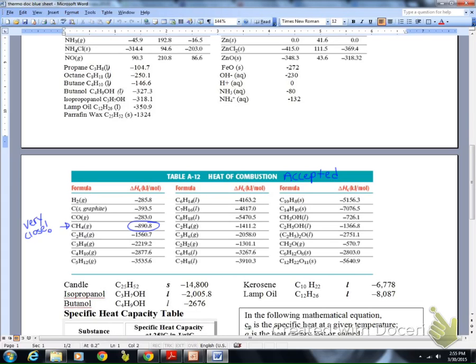Alright, so now we're going to flip to the Hess's Law sheet and take a few more notes, and I'm going to teach you how to calculate Hess's Law both the long way and the short way.